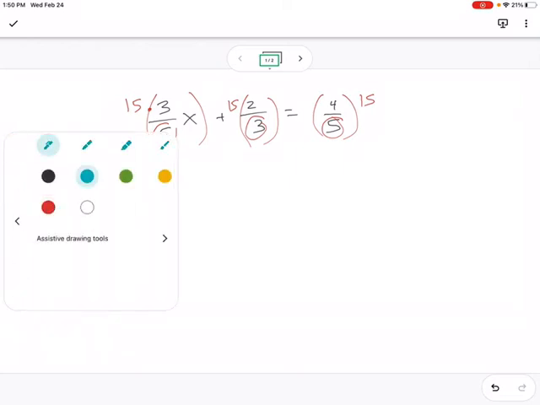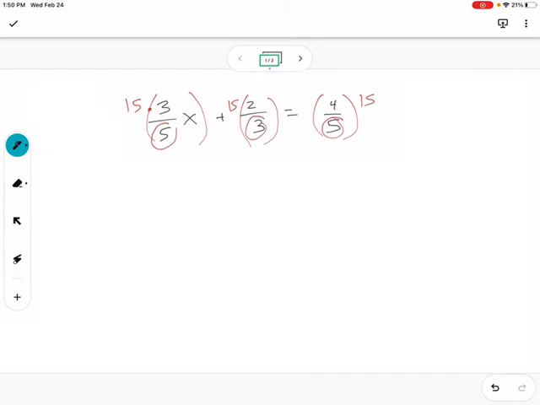So I'll use a different color just so you can see this. So on this first one, 15 divided by 5 leaves us with a 3. But notice the denominator is gone. 15 divided by 3 leaves us with a 5. But the denominator is gone. And 15 divided by 5 leaves us with a 3. But the denominator is gone. So the reason we chose 15 is because it was a number that would make all of our denominators cancel out.